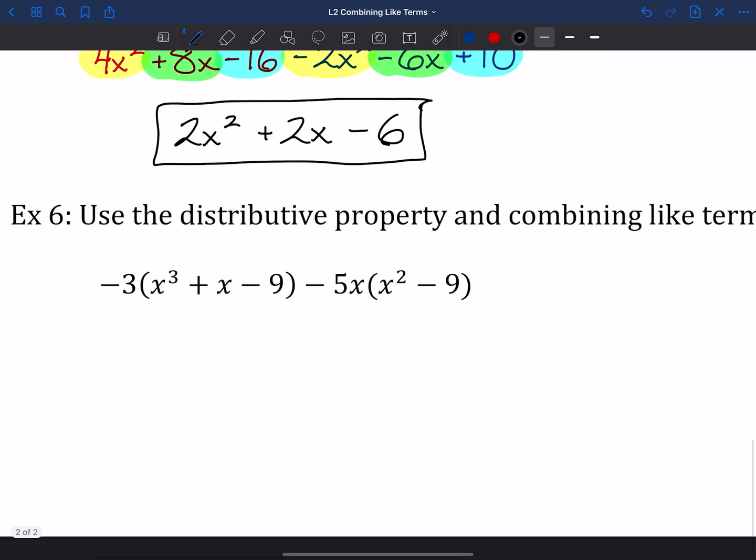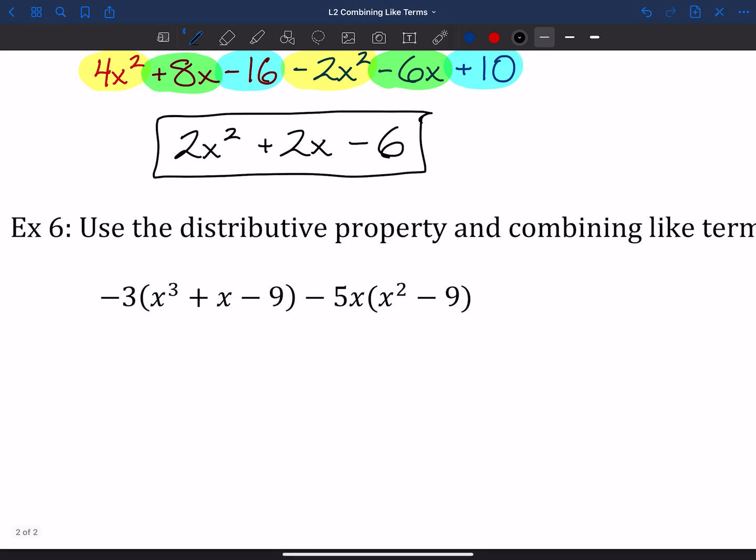What I'd like you guys to do is, again, pause here and try this one out. It does have a little bit extra going on, right? You might notice that this one has an x when it's going and distributing. So try that out. We did a little bit of that yesterday. See if it comes back to you. If you get a little bit stuck, it's okay to unpause and come back and see what I'm doing.